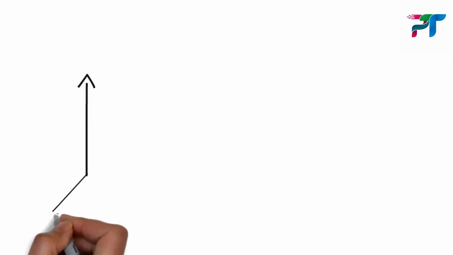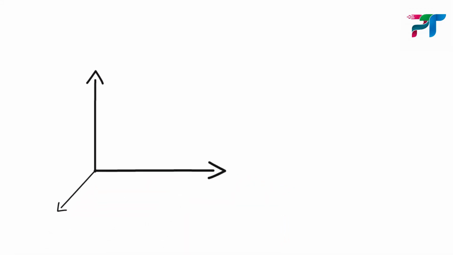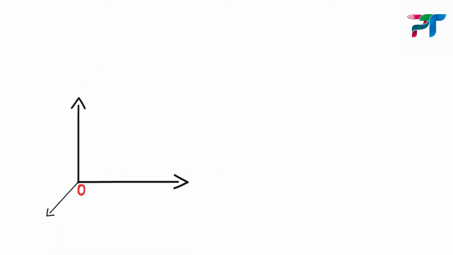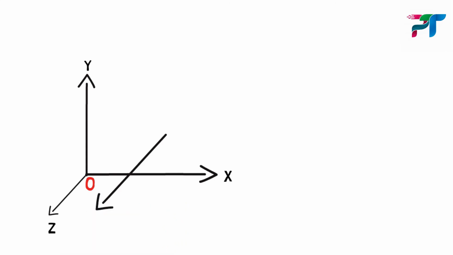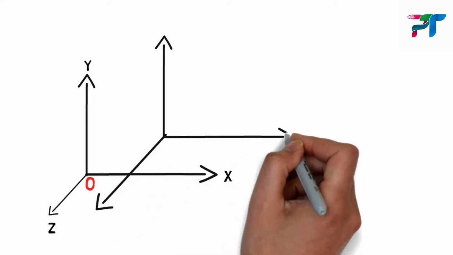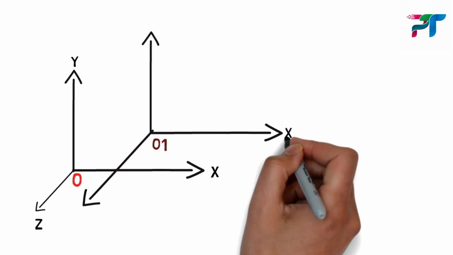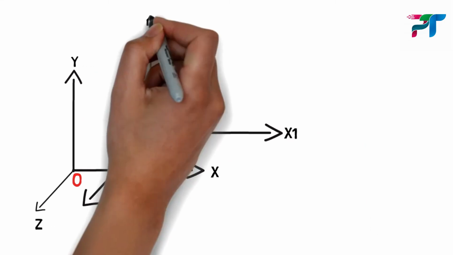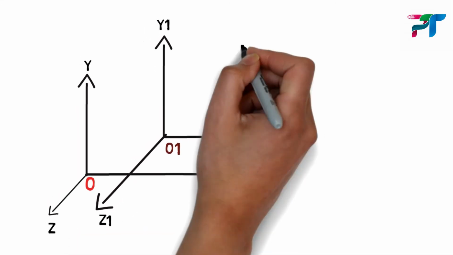Consider the same situation. The observer O of the S frame resolved into three components: x in x direction, y in y direction, and z in z direction. And the observer in S1 frame also resolved into three components: x1 in x direction, y1 in y direction, and z1 in z direction. And P be the event.